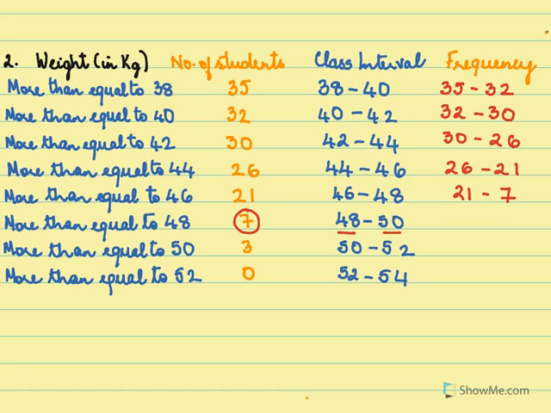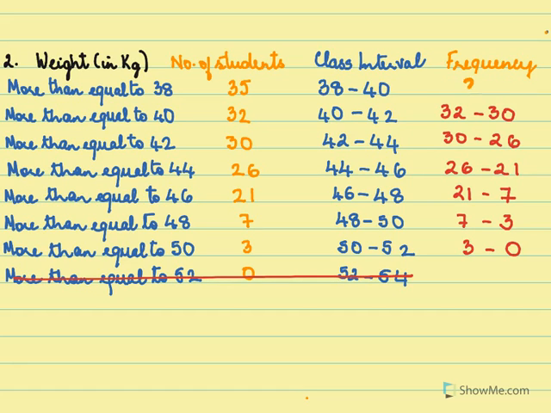Next, 48 to 50, so we need to subtract the 48 and 50 frequencies, 7 minus 3. Now it's 50 to 52, so 50 and 52, we subtract this, so 3 minus 0. And the last one we can discard because it is 0. You won't have any here. Now let's get on and do the subtraction.